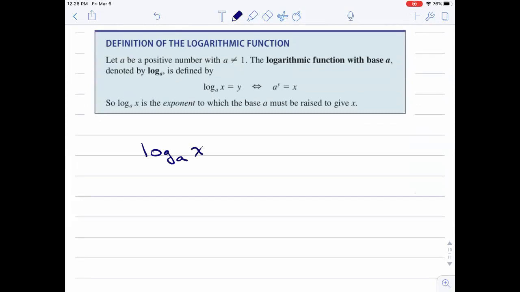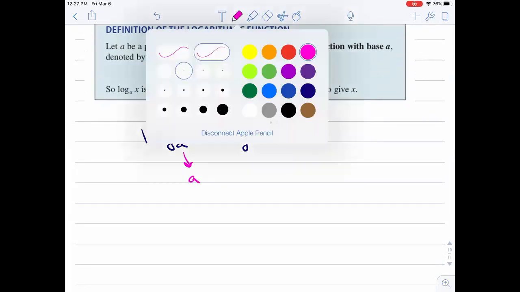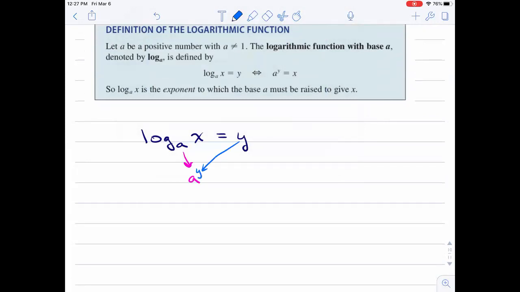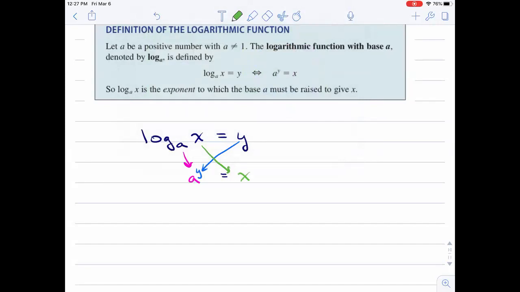Log base a of x equals y. This says that we take this a to the power of y equals x. Confusing, right? Maybe I'll color code all those. So that's the relationship. It's a little bit confusing.